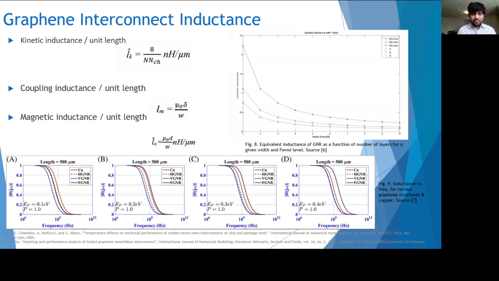So the plots at the bottom in figure 9, and these are relatively high frequencies, but the thing to take away is that FGNR outperforms copper, as well as the other MLGNR structures at Fermi levels 0.2 and above, MLGNR meaning multi-layer graphene nanoribbons. So this is one area where FGNR excels and why scientists prefer it over HGNR. So even though HGNR performs well at a 0.1 Fermi level and 7 nanometers or less, in terms of inductance, FGNR outperforms.